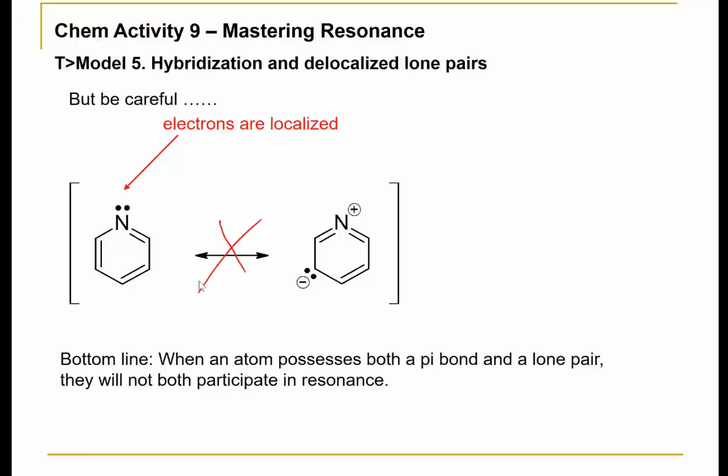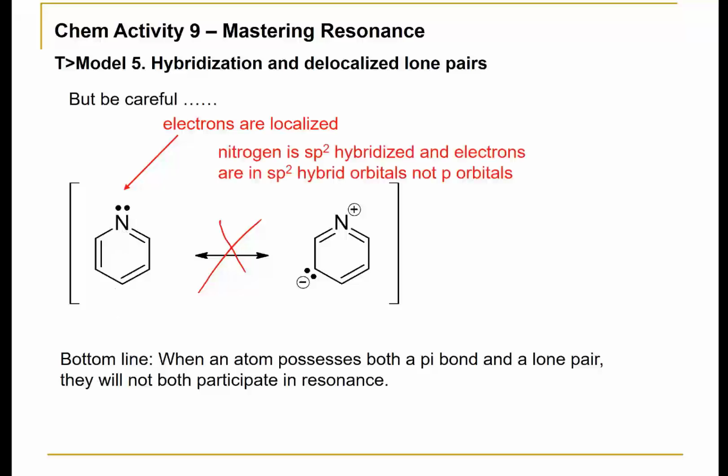You should not draw the second resonance form, and so I'm just going to draw an X through here. The bottom line is when an atom possesses both a pi bond and a lone pair, they will both not participate in resonance. So it's not to say that the electrons are not delocalized in this pi bond. There is a p orbital, there's a p orbital, and in fact there's a degree of delocalization throughout the ring. But these electrons here are found in sp2 hybrid orbitals and they are localized. To make this point a little bit more clear, we say that the nitrogen is sp2 hybridized and the electrons are in sp2 hybrid orbitals, not in p orbitals. So we're referring to these electrons when we make that statement.